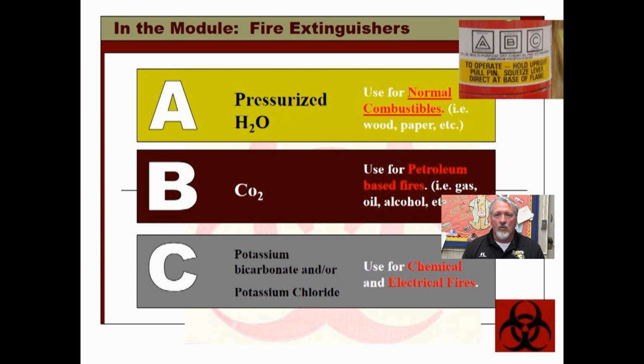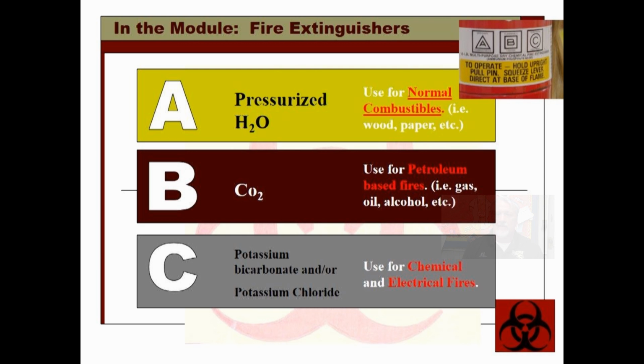And then the last one, of course, is fire extinguisher type C. This is potassium bicarb and potassium chloride. These are used for chemical and electrical fires that you may have in the workplace or around the home or anywhere. But obviously you'd want to have that present in a lab or an electrical facility.